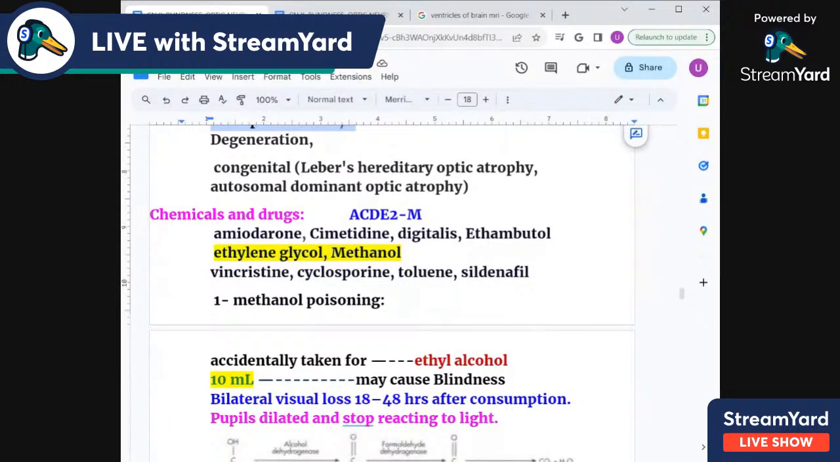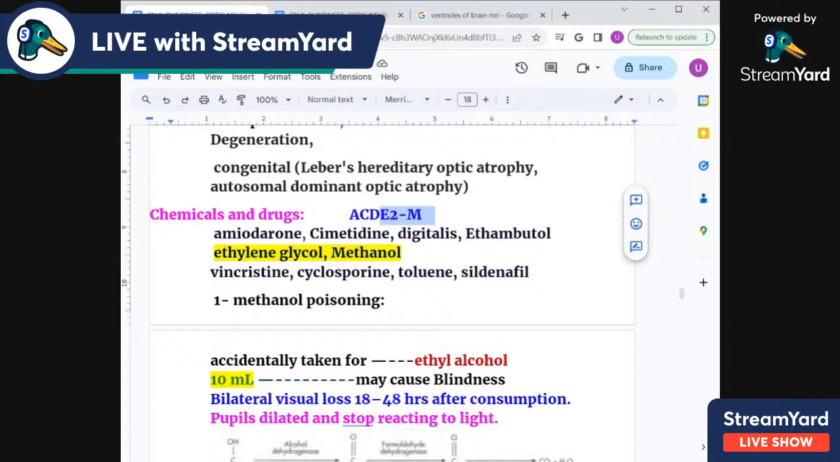Now, chemicals and drugs that cause optic atrophy are ACDE2M. A for amiodarone, C for ciprofloxacin, D for digitalis, E for ethambutol or ethylene glycol, and methanol. These two, methanol and ethylene glycol, cause acute blindness, acute optic atrophy. And ethambutol causes slow, progressive, bilateral, gradual visual loss.